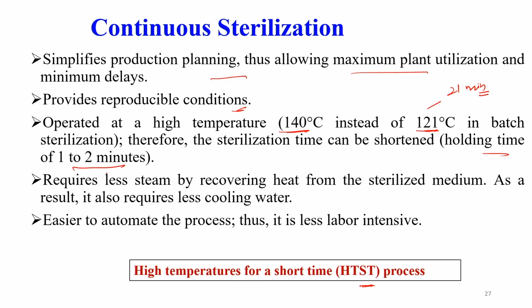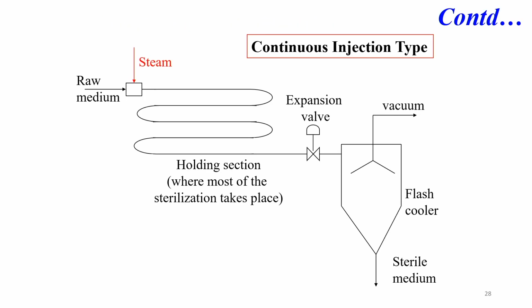So, that is why we go for high temperature and short duration, and it also requires less steam because the time is short, by recovering the heat from the sterilized media. As it is continuous, it is easier to automate the process, so it is a less labor intensive process. You can see one process where continuous injection is done, where your media and steam are continuously injected.